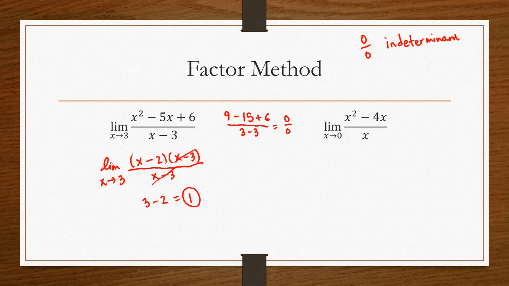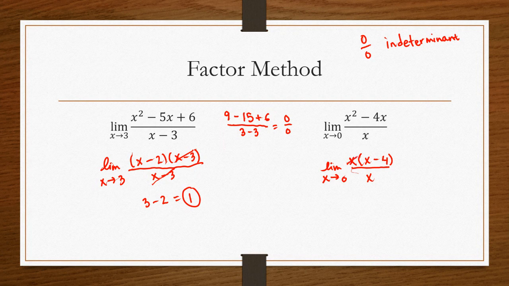Notice for the next problem that plugging in 0 would give you 0 over 0, which is that indeterminate form again. So try factoring and see if you can come up with an answer. After you've tried it, go ahead and unpause, and I will work through my work. So I see a GCF in the numerator, so I have x times x minus 4, if I factor that out, over x, and I have the limit as x goes to 0.